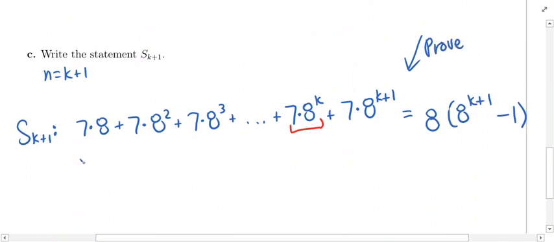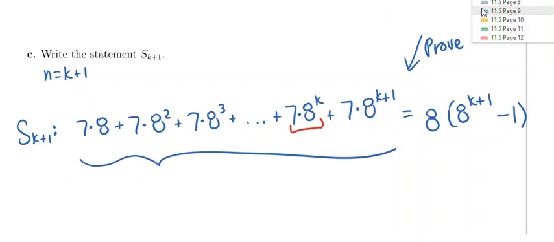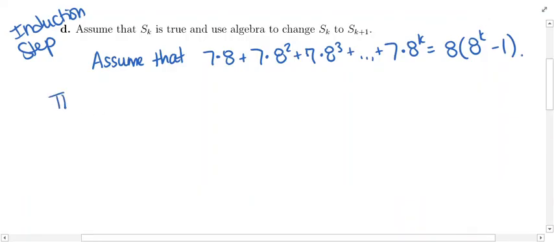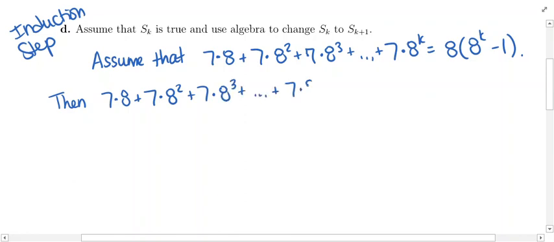We always begin by writing down the left side. Okay, so I'm going to go back and do that. Then, okay, we're beginning our proof. Write down the left side of the equation in part C. So 7 times 8 plus 7 times 8 squared plus 7 times 8 cubed plus all the way to 7 times 8 to the kth power plus 7 times 8 to the k plus 1 power. Okay, that's the entire left side.